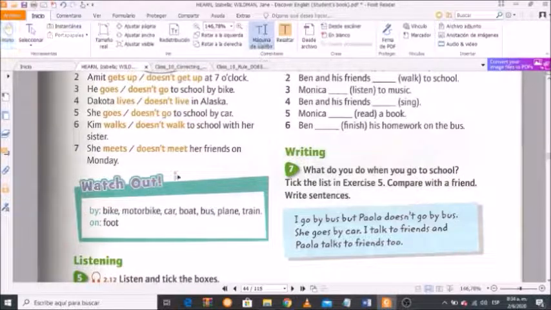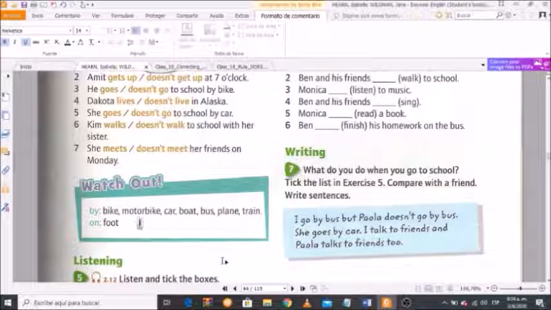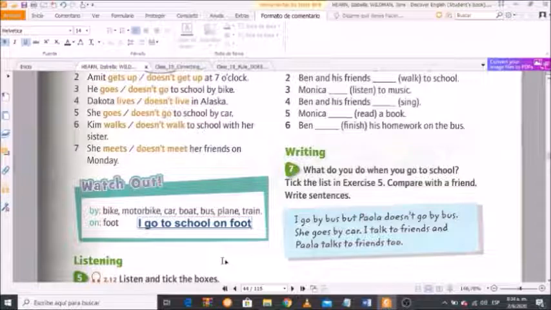Entonces, con la palabra foot, no vamos a usar by. Vamos a decir, por ejemplo, I go to school on foot. Es decir, caminando. O también podemos decir directamente, I walk to school. Okay? So, these two sentences mean the same. I go to school on foot, or I walk to school. Okay?